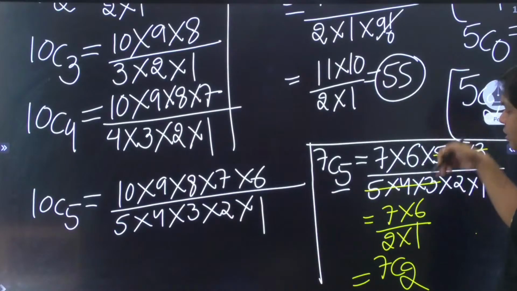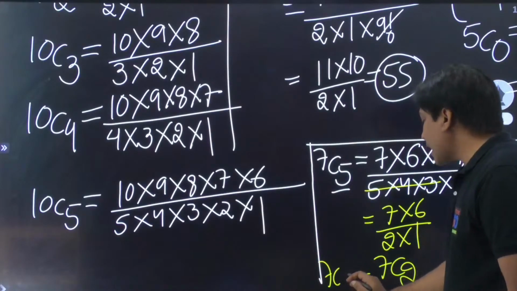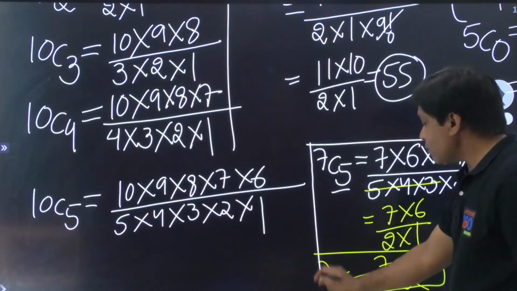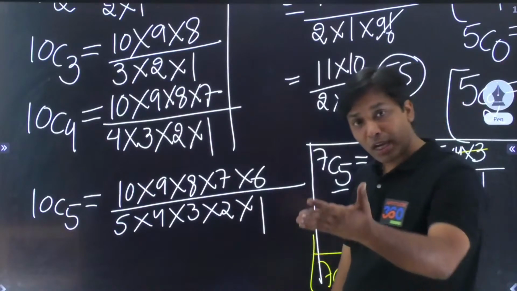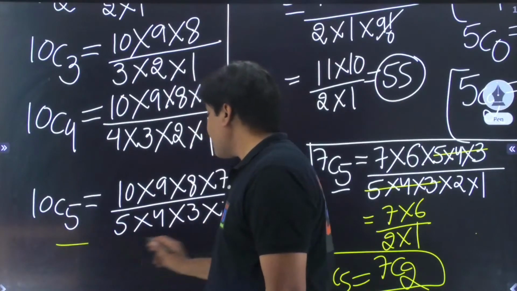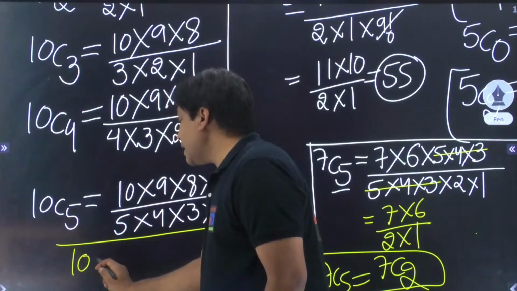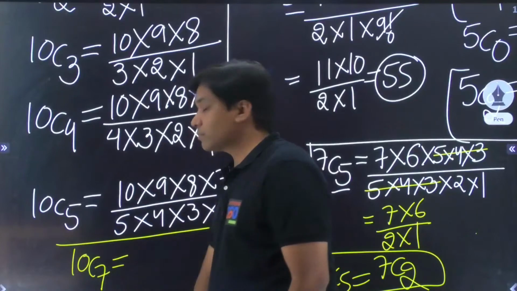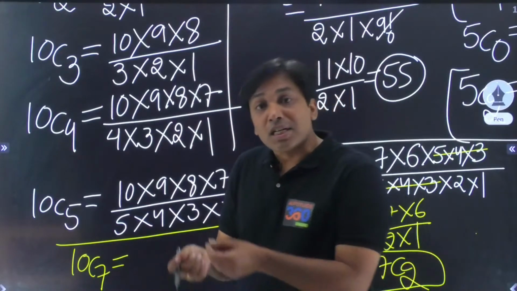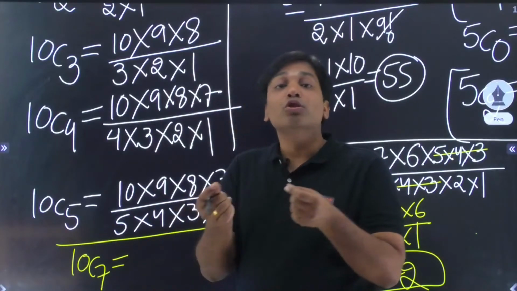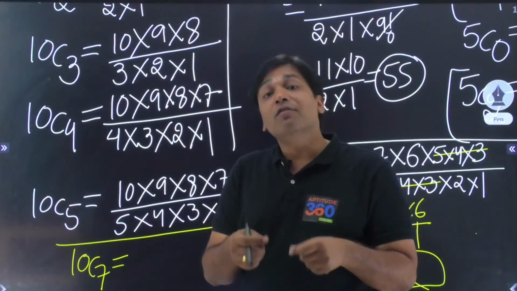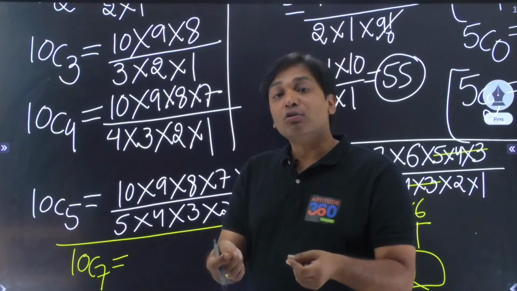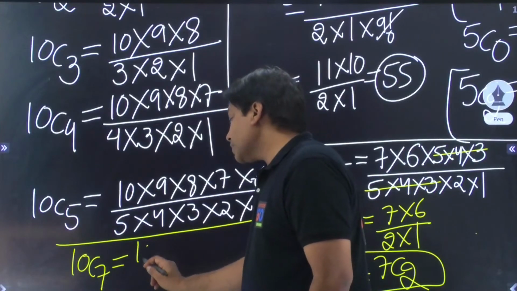7C5 अगर निकालना है तो मैं इतनी बड़ी चीज लिखूंगा क्यों? मैं तो सीधे सीधे क्या लिखूंगा, मैं तो निकालूंगा वैल्यू 7C2 की और मेरा प्रॉब्लम सिंप्लीफाइड हो जाएगा। Say for example I have to find out 10C7, selection of 7 items out of 10 items. In how many ways I can do that? I can do that in these many ways also.